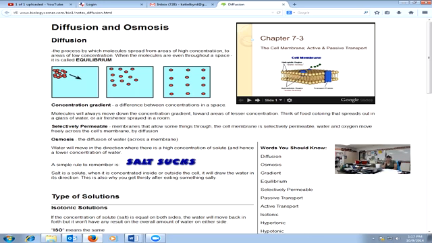Osmosis is specifically the diffusion of water across the membrane. So when you hear the word osmosis, think water. Osmosis, water, osmosis, water. Okay? Because water will move in the direction where there is a high concentration of solute, meaning a low concentration of water. Okay, so get this in your head.